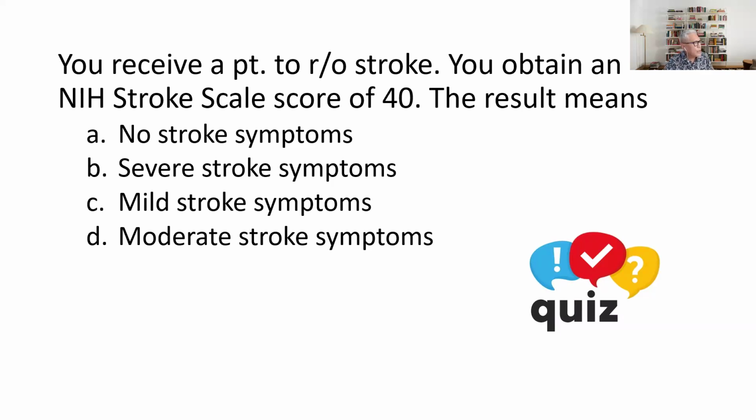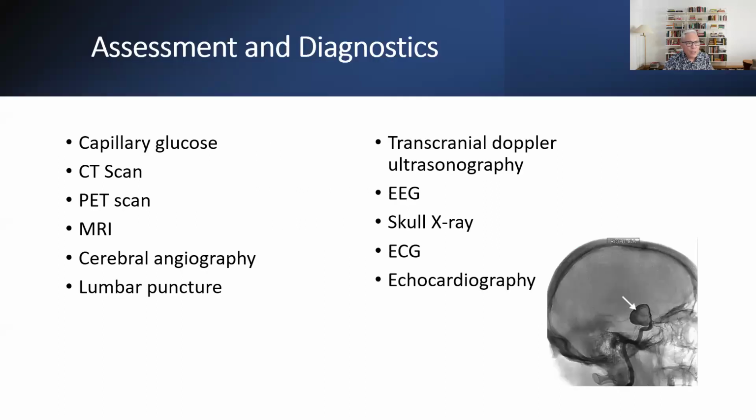Very good. So a score of 40 is obviously going to be a severe stroke. Anywhere from 21 to 42 is going to be severe stroke symptoms. So great. All right. So what are the additional assessment findings, or diagnostics, I should say, that should be implemented in patients that are suspected of having a stroke?